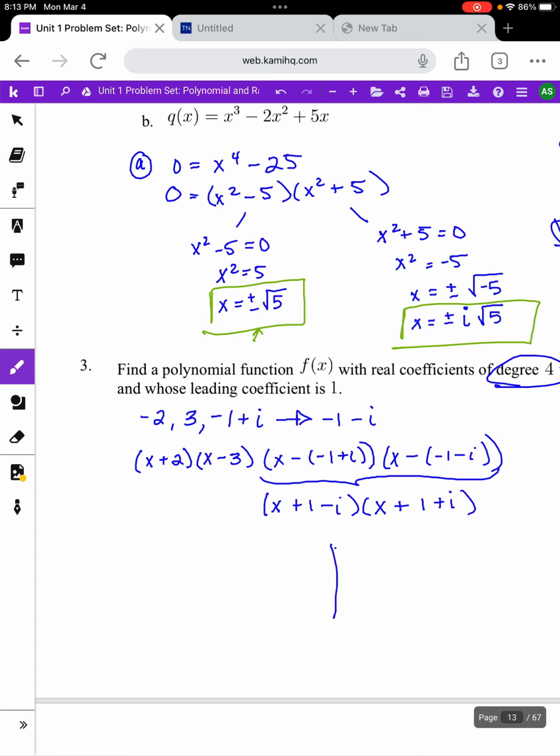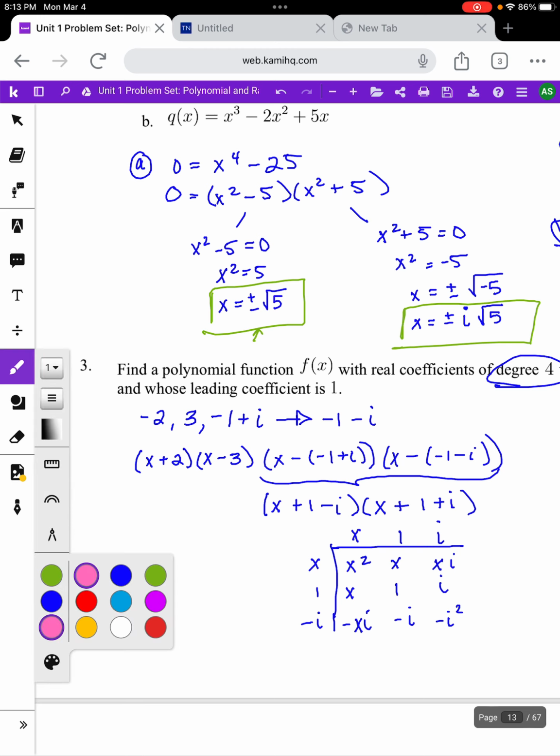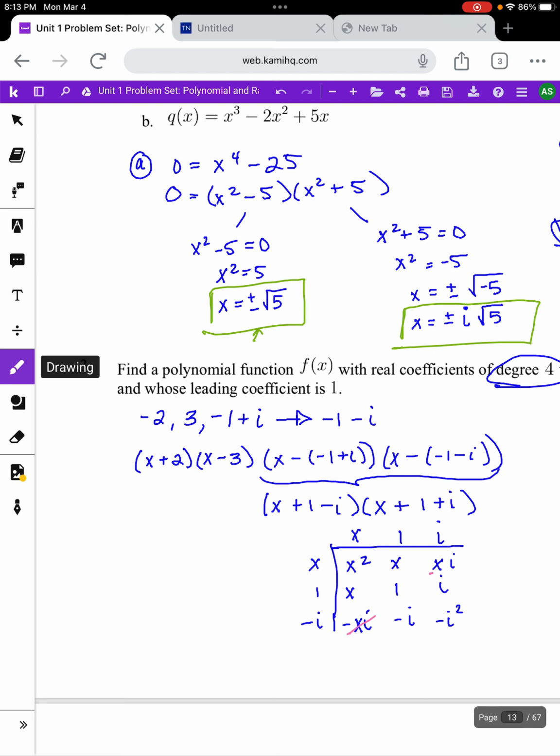And I need to multiply those two things together. So x times 1, negative i. x times 1, i. x squared, x times i. x times 1, i. Negative xi. Negative i. Negative i squared. So what happens here? Thankfully, lots of things cancel. So this cancels with that, and this cancels with that. And here we know negative 1 times i squared is really negative 1 times negative 1, which is positive 1.